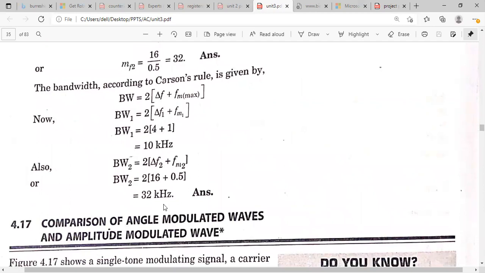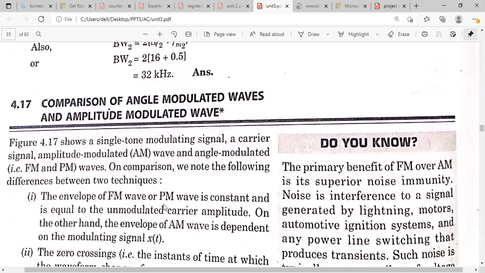Okay, so these are the problems on how we can calculate the frequency deviation and modulation index. Here the frequency deviation depends on the voltage of the modulating signal, and the modulation index depends on the frequency deviation as well as the modulating frequency. Okay, so you have to remember these points.